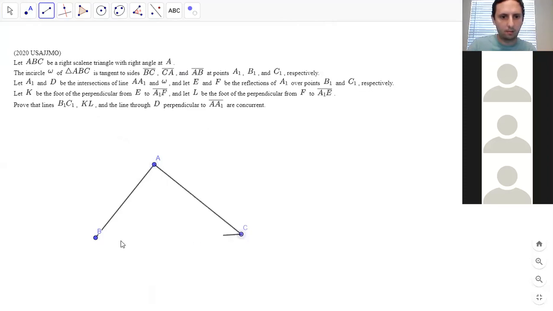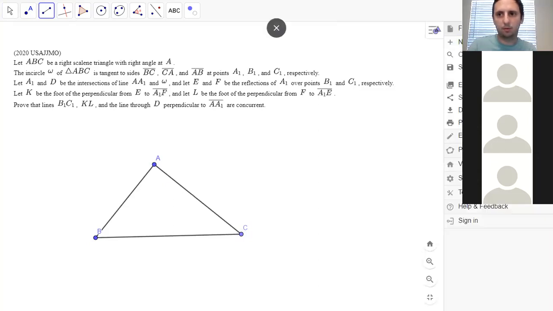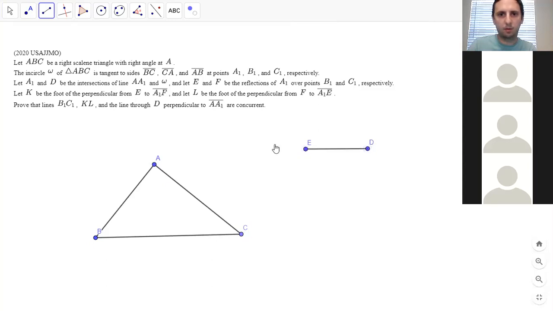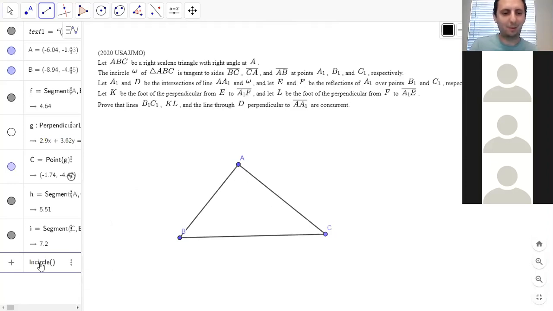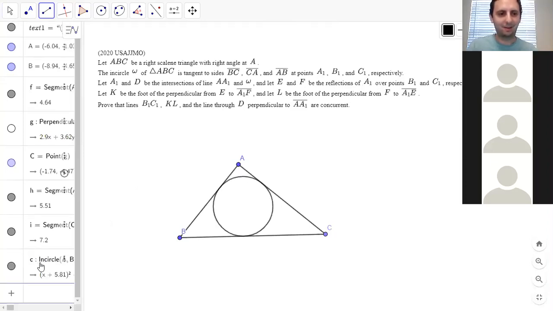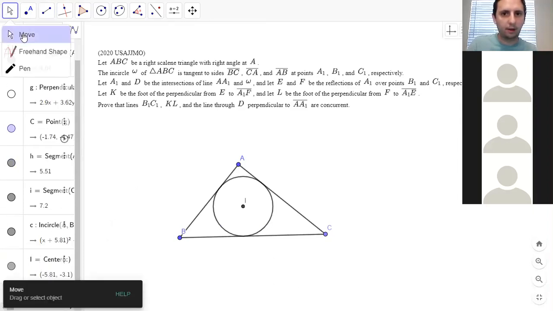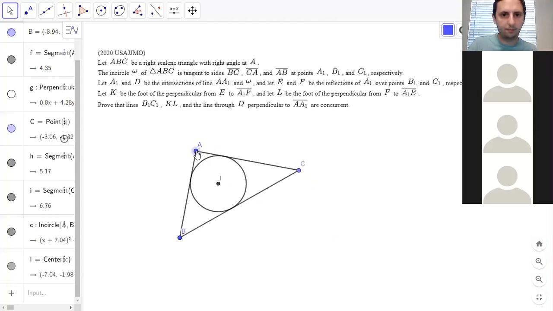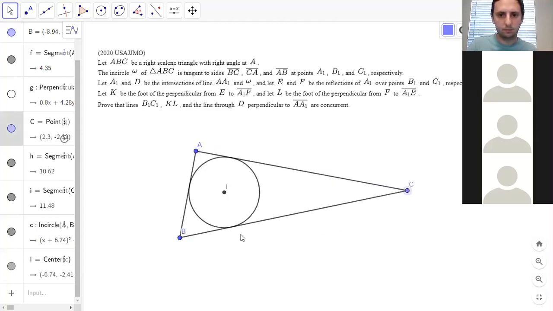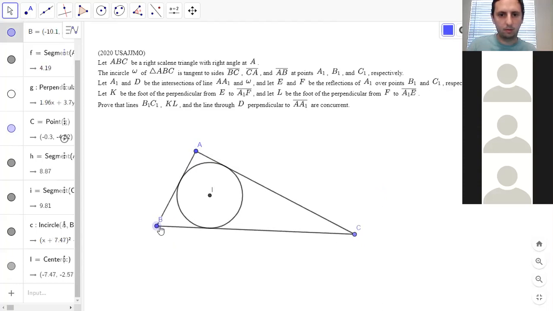And then we draw the incircle. Whoops, sorry. I think someone's playing music outside my house, so you might hear it. So the incircle is tangent at A1, B1, and C1. There we go.